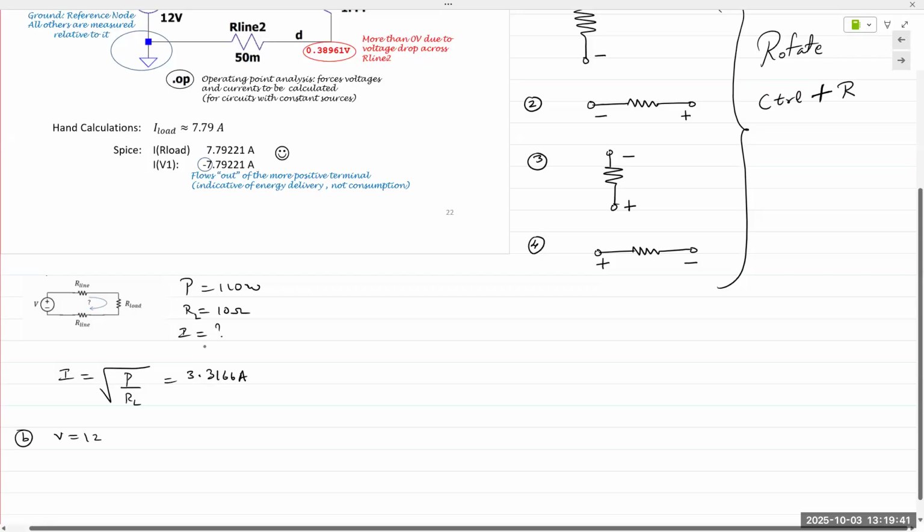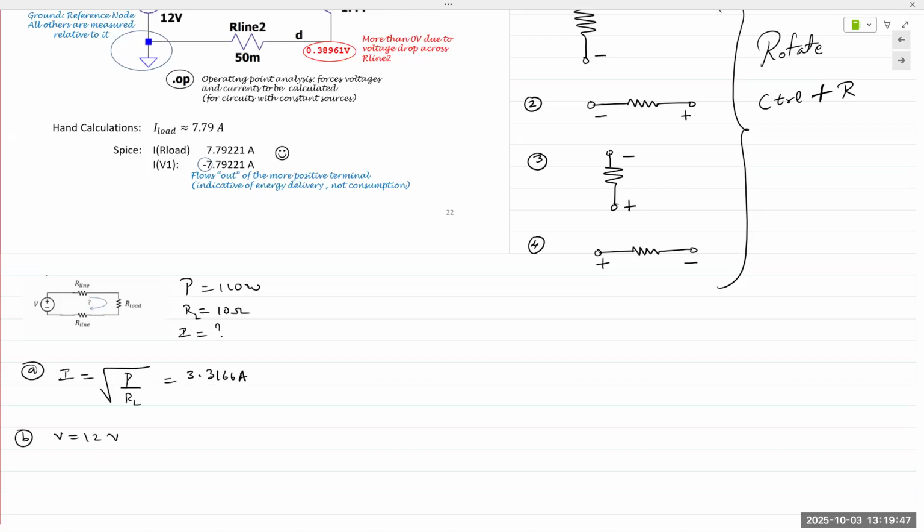So this is B, this is A, and 12 volts is being applied to RL of 10. The load is 10 and consumes 110 watts. Okay.